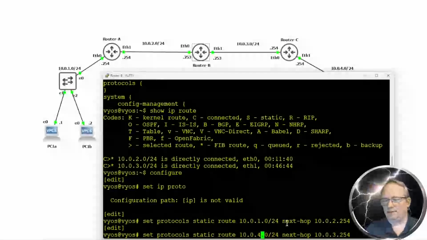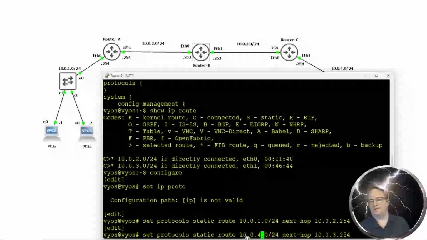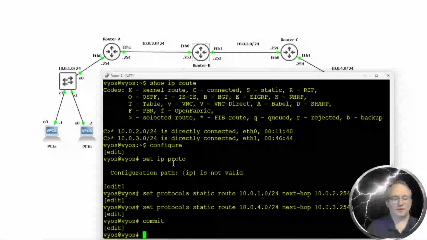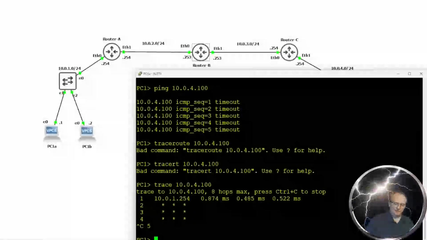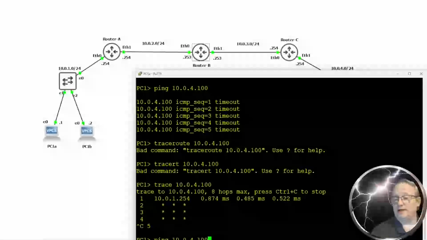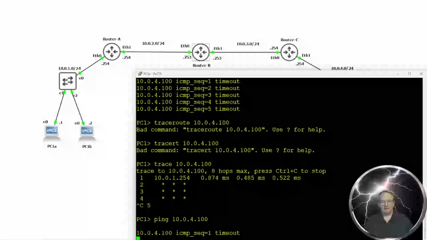So if the IP address starts with 10.0.4, if the first 24 bits are 10.0.4, then we're going to send it to router C at 10.0.3.254. Now we know that's out Ethernet 1 because our routing table says that the 10.0.3 network is out Ethernet 1. So now I have the configuration. Router A is configured, router B is configured, and we just need to check it out. So back to PC1A, where I'm going to go ahead and do a ping, and we're going to get timeouts still.